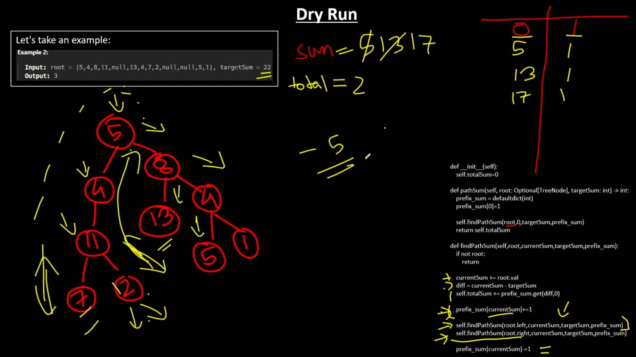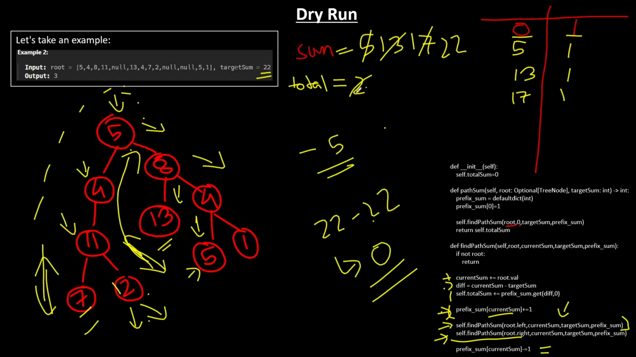Now 17 plus 5, how much is it? This is 22. We are in this path now. We are standing in 5 now. So the total sum is 22. And again 22 minus 22 is 0. Correct? And in the map, we could see we have 0, right? And its count is 1. So it increases by 1. So it becomes 3. And we store 22 into our map.